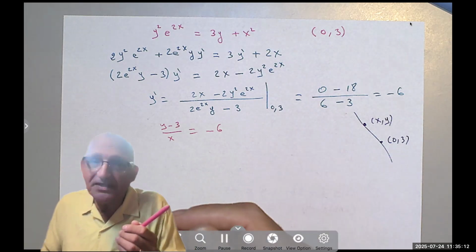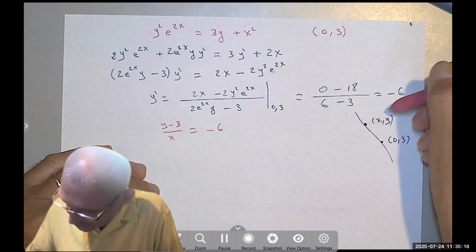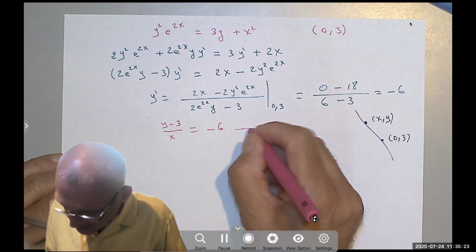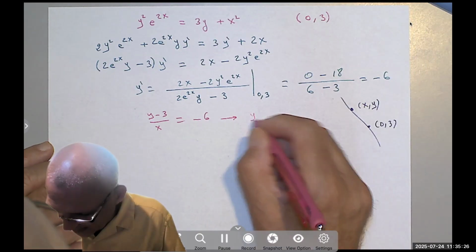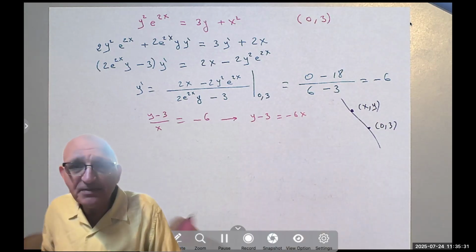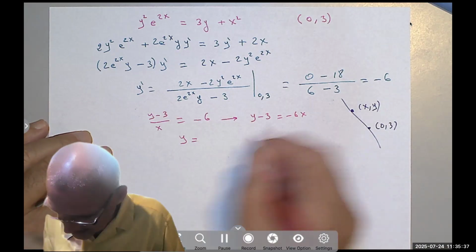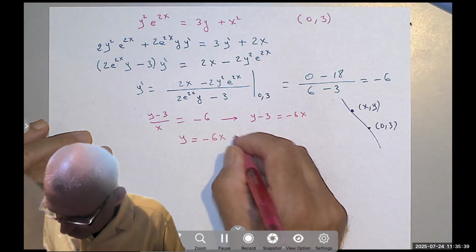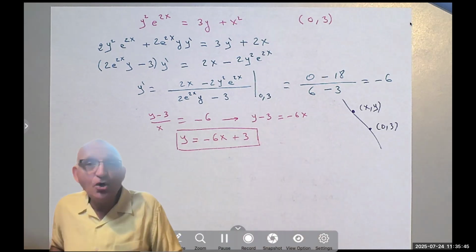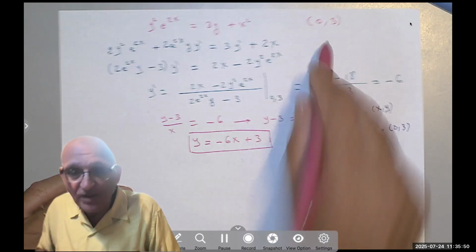If you know that the slope is the change in y over the change in x, you could have written that as 3 minus y over negative x equals negative 6. So from here, you multiply both sides by x and you get y minus 3 equals negative 6x. And many people prefer to write it in slope-intercept form. So you add 3 to both sides and get the equation of the tangent at the point (0, 3).